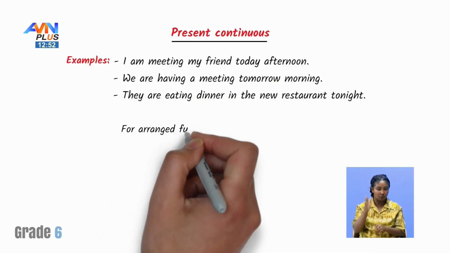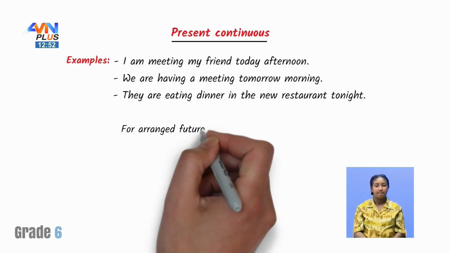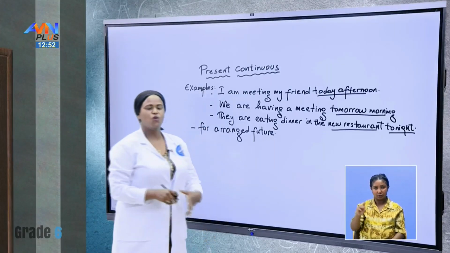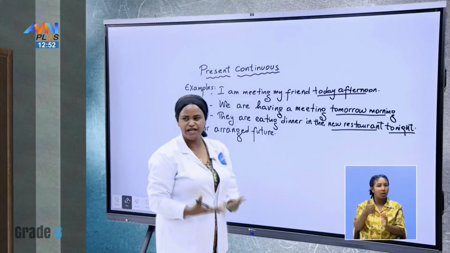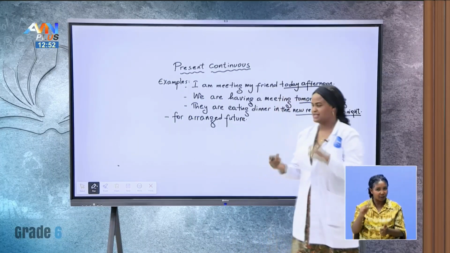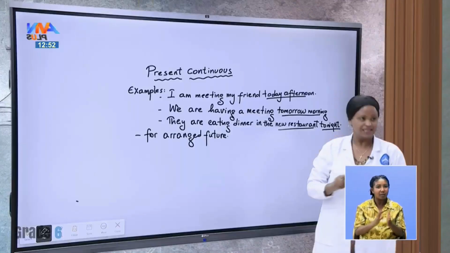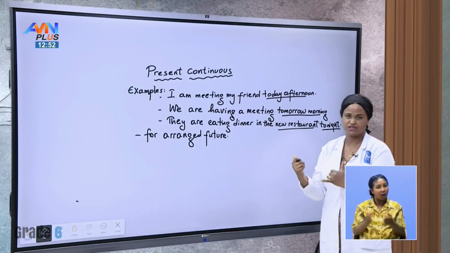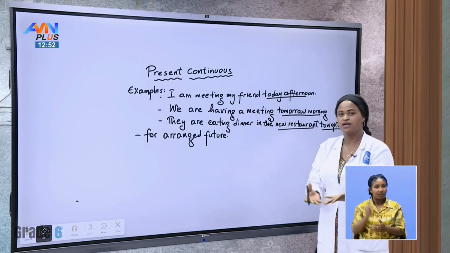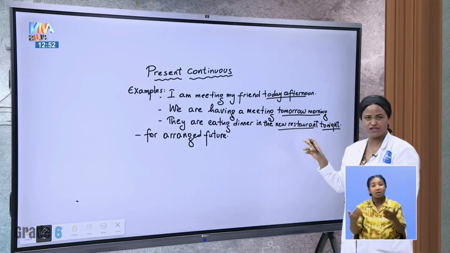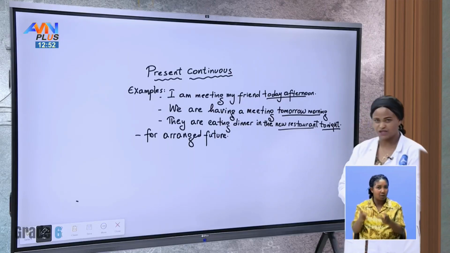Arranged future. What do we mean when we say arranged future? How is it arranged? One, it is arranged by time. Very good. The time is expressed, obviously, future times. And another, when we say a new restaurant, it is for a place.